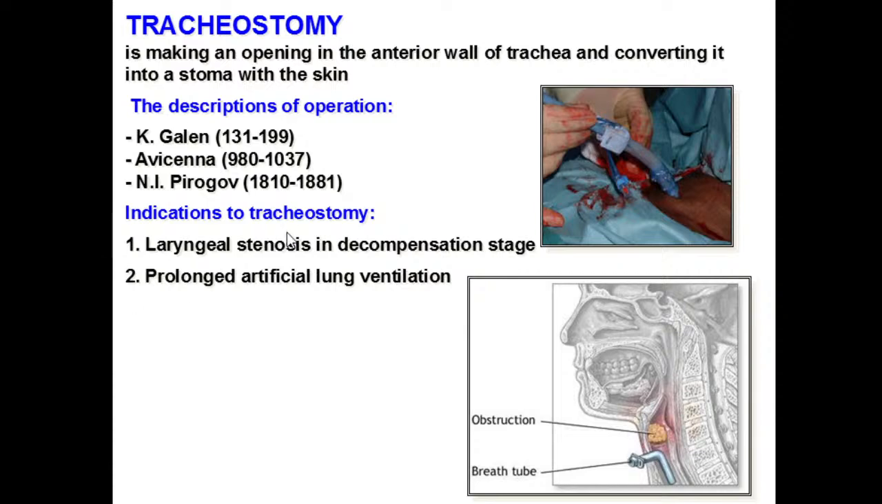So what are the indications for tracheostomy? It is laryngeal stenosis in the second and third stage, and prolonged artificial lung ventilation. In addition to these indications, I want to add such a situation when a patient has strong facial trauma, when it is impossible to intubate the patient through the oral cavity or through the nasal cavity. It also can be met.